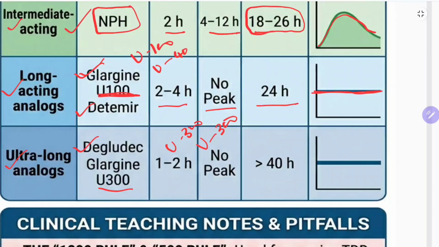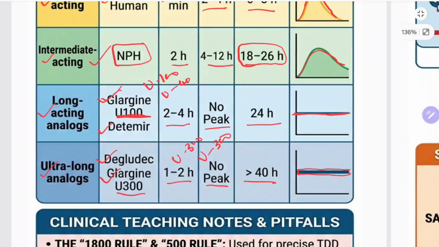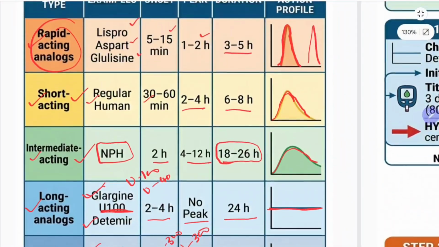And degludec and glargine unit 300. There is no peak. Onset of action is 1 to 2 hours, and duration of action is more than 40 hours. More than 40 hours. These are ultra long acting insulins. You can see here the curve will be like this. So these are the examples of insulin.